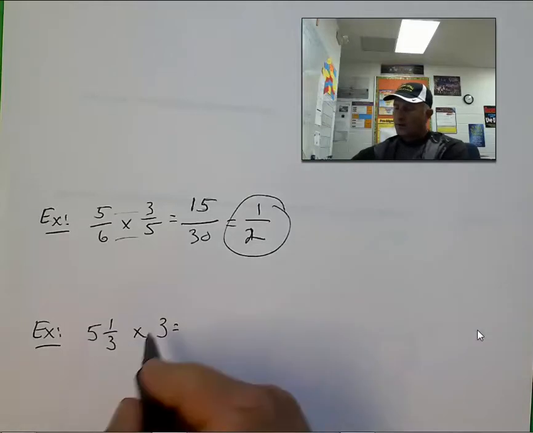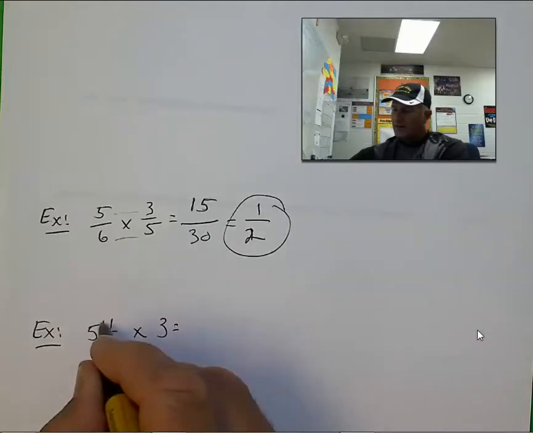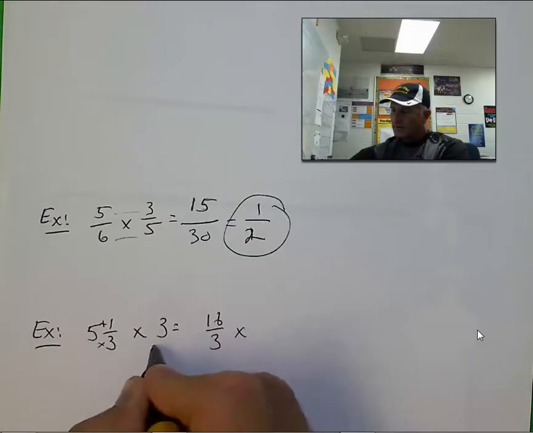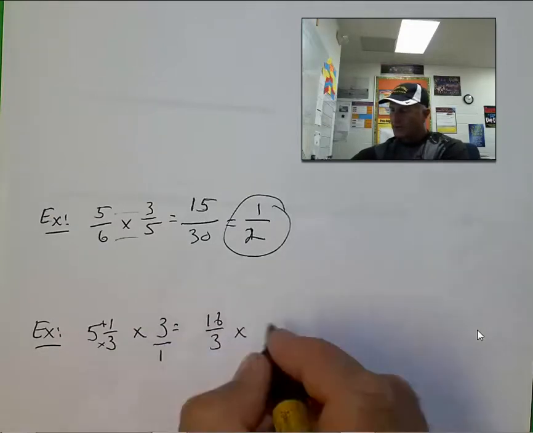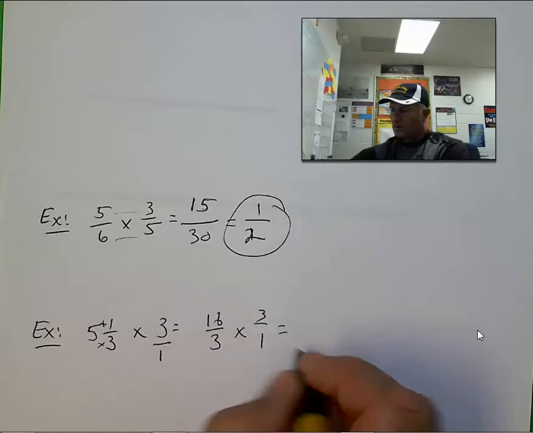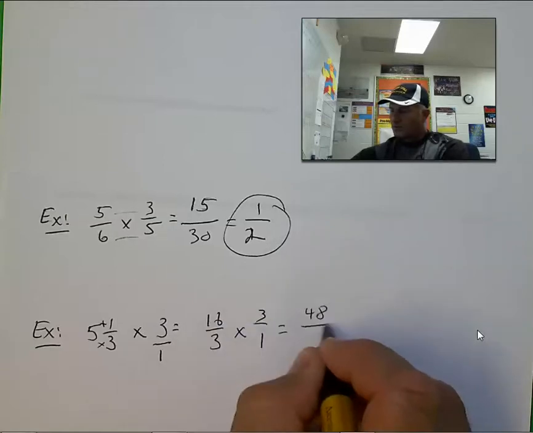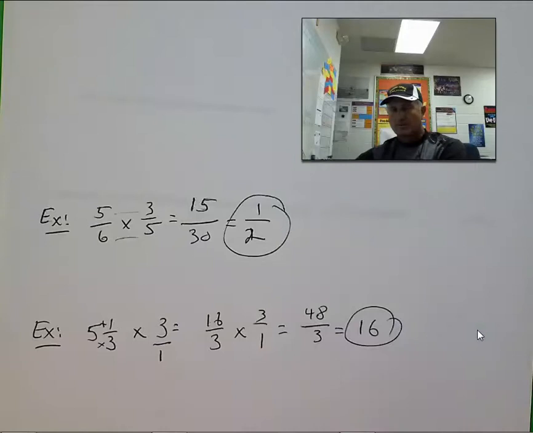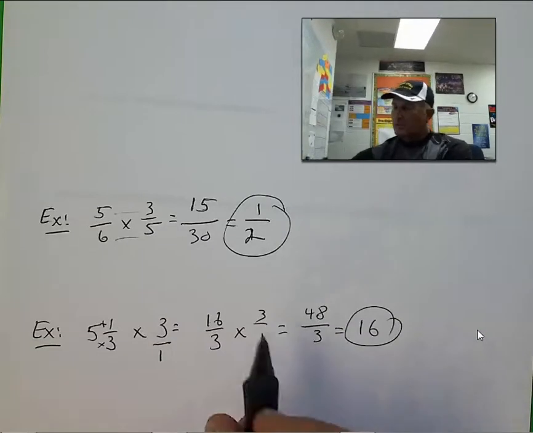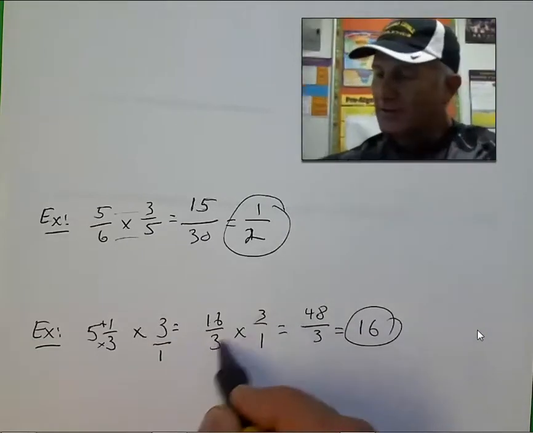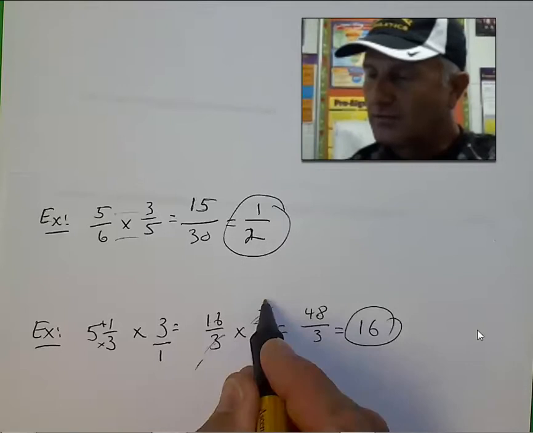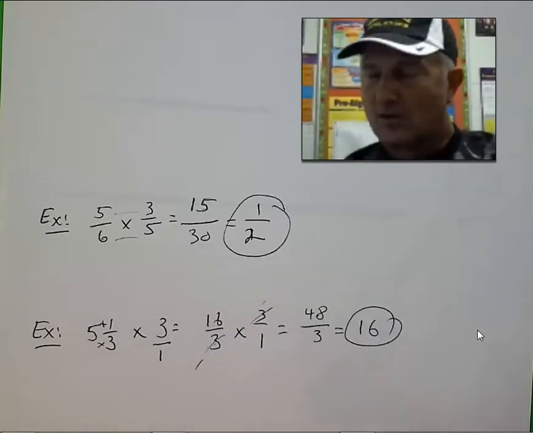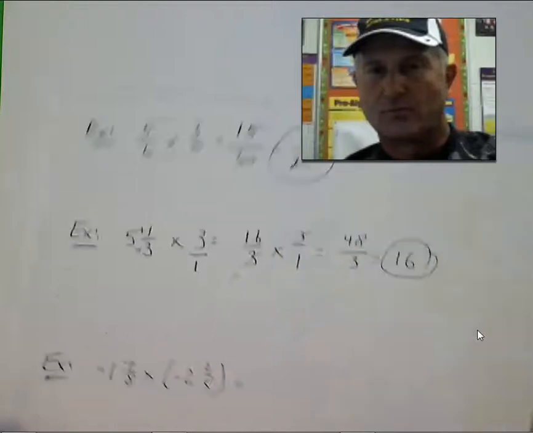Make this improper first. Times and add. 15 plus 1 is 16/3. Times, and remember, you can take any integer and make it a fraction by putting it over 1. 16 times 3 is 48. 3 times 1 is 3. Answer is 16. Maybe some of you recognize, can I cross cancel here? Yes, you could have cross canceled here, and you would have gotten 16 over 1, which is 16. If you didn't see that, that's okay. No problem there.